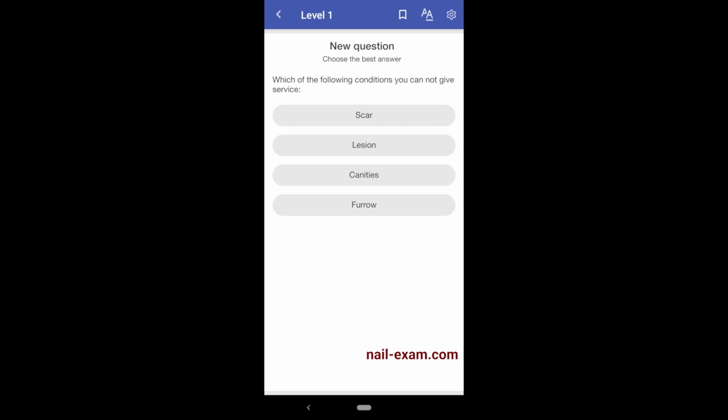Which of the following conditions you cannot give service? Answers: A. Scar. B. Lesion. C. Canides. D. Furrow. The answer is B.